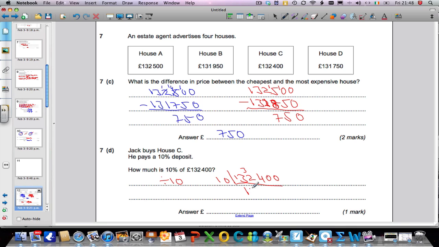10 into 32 goes 3, carry 2. 10 into 24 goes 2, carry 4. 10 into 40 goes 4 times, and 10 into 0 goes 0 times. So we get 1, 3, 2, 4, 0. If you're really, really good at maths, you could have noticed that you can just knock off that 0 there, and that will give you the correct answer.